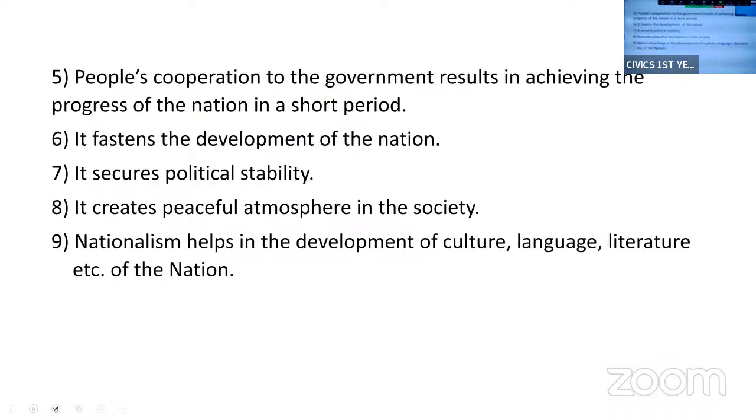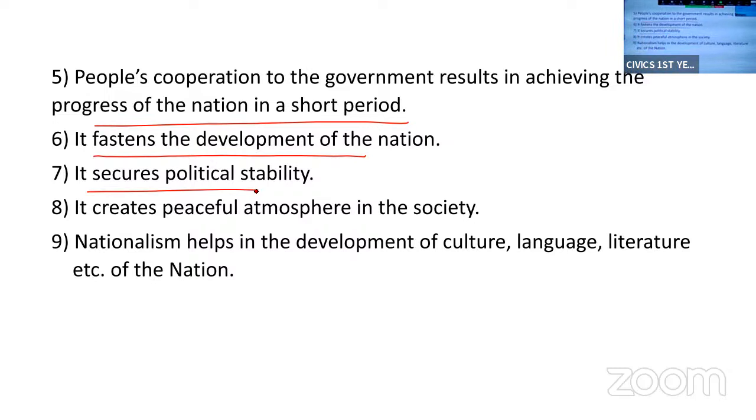Next, people's cooperation with the government results in achieving progress of a nation in a short period. If there is a feeling of nationalism among the people and they are cooperating with the government, then the country can develop faster, progress faster in a short period of time. Then it hastens development of the nation and it secures political stability.